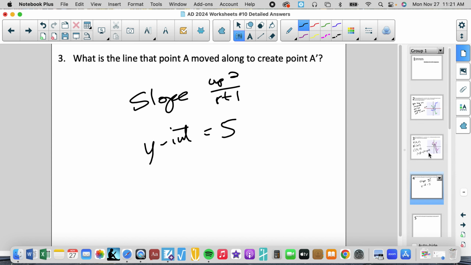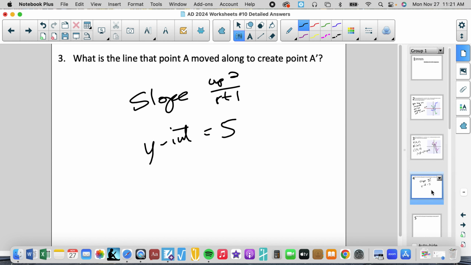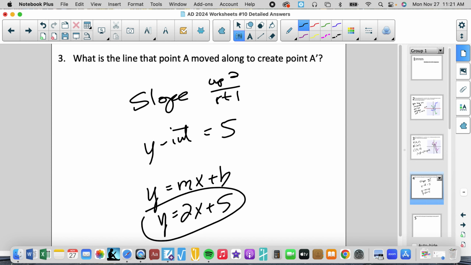What was it, 5? 1, 2, 3, 4, 5. Yeah, 5. So slope-intercept. When you use the formula y equals mx plus b, we know my slope is 2 and my y-intercept is 5. So the line that it moved along is y equals 2x plus 5. I like that. That sounds very good.